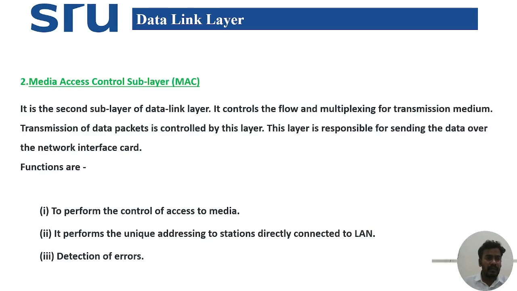Whereas the media access control sublayer is the second sublayer of the data link layer. It controls the flow and multiplexing for transmission mediums. So the transmission of data packets is controlled by this layer. This layer is responsible for sending data over the network interface card.